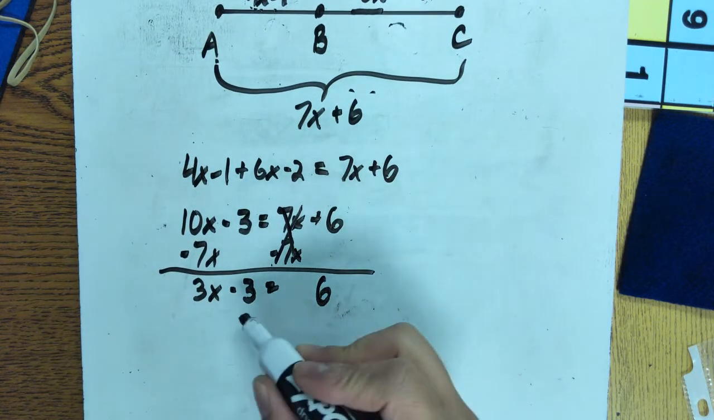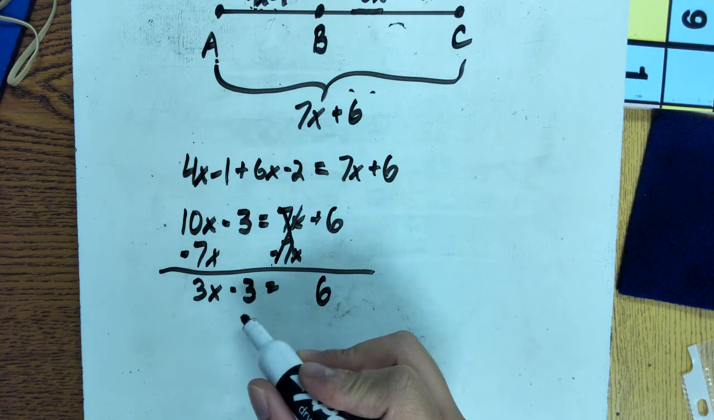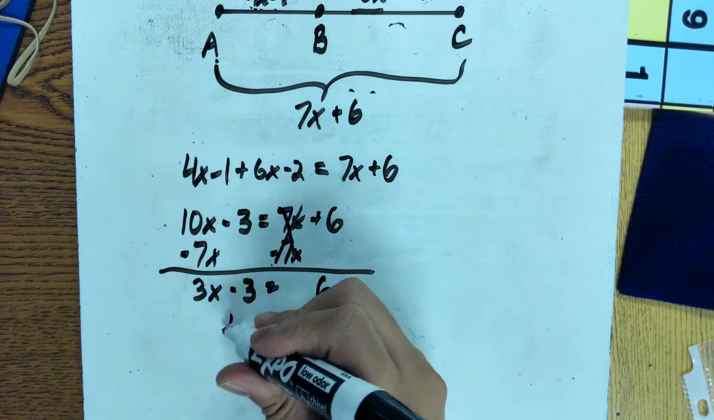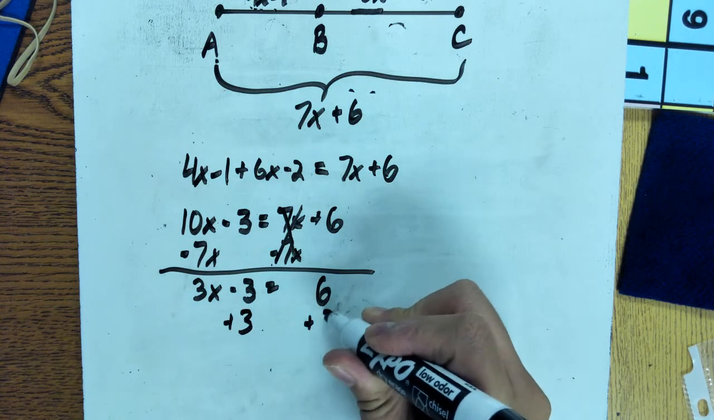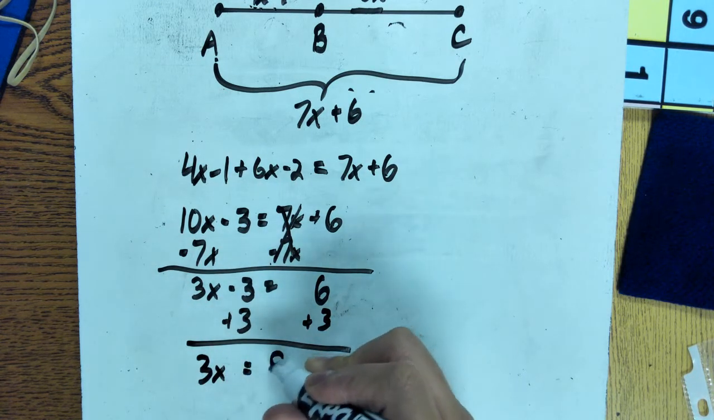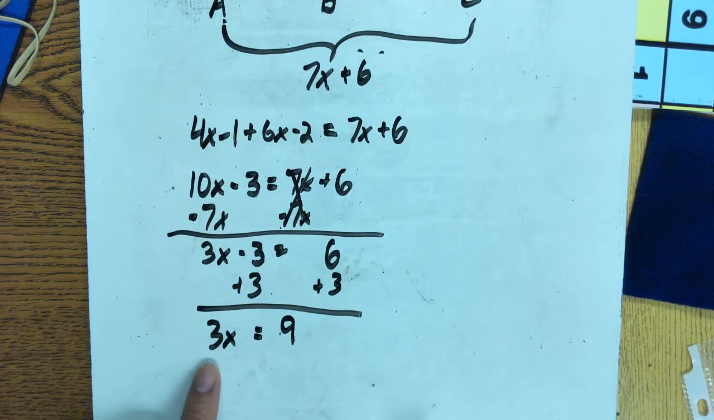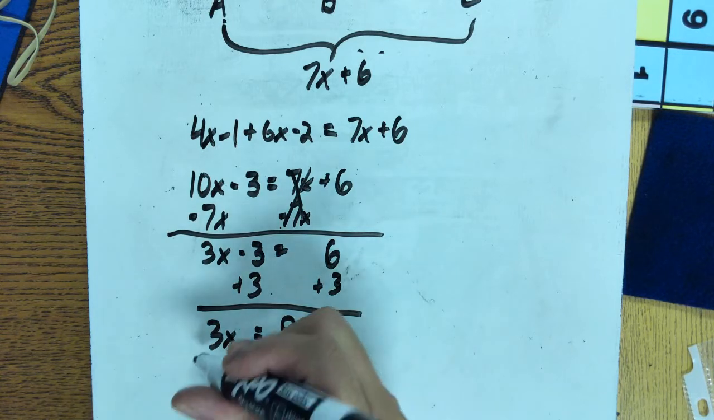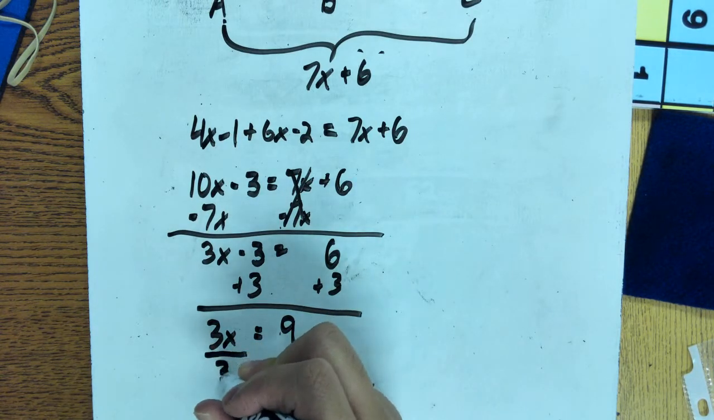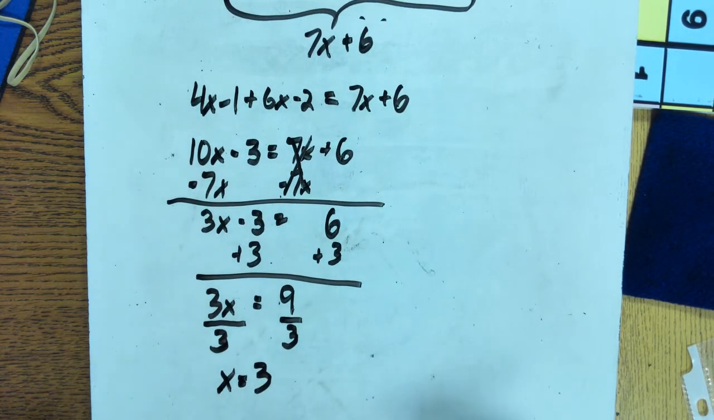Next thing I want to do is I see that minus 3 tagging along on the left side. So to get rid of a minus 3, I do the opposite. Plus 3, plus 3, and I get 3x equals 9. And the last step we do, 3x means 3 times x equals 9. So opposite of 3 times x, you divide by 3 to get x equals 3. And that's the algebra part.